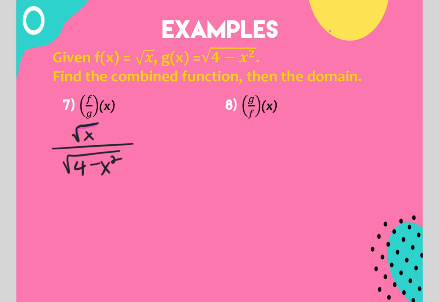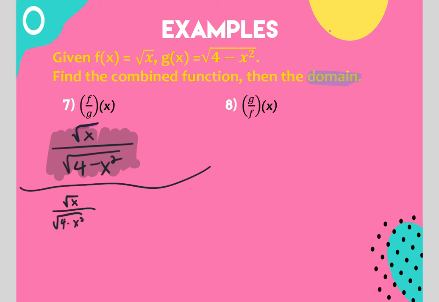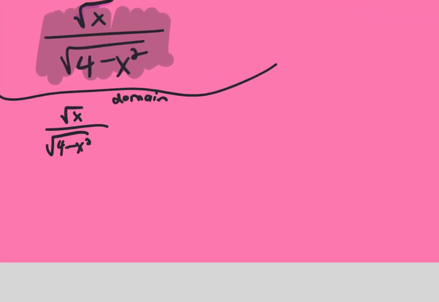But what is tricky here is now we have to find the domain. So you'll either see it say find the domain of f of x, g of x, and then the composite function, or in this case, just find the domain of the composite function. So combined function, sorry. Once we got it into here, now you want to find the restrictions on it. So if I had my square root of x over square root of 4 minus x squared, and I wanted to find the domain, what restrictions do I have to set up?